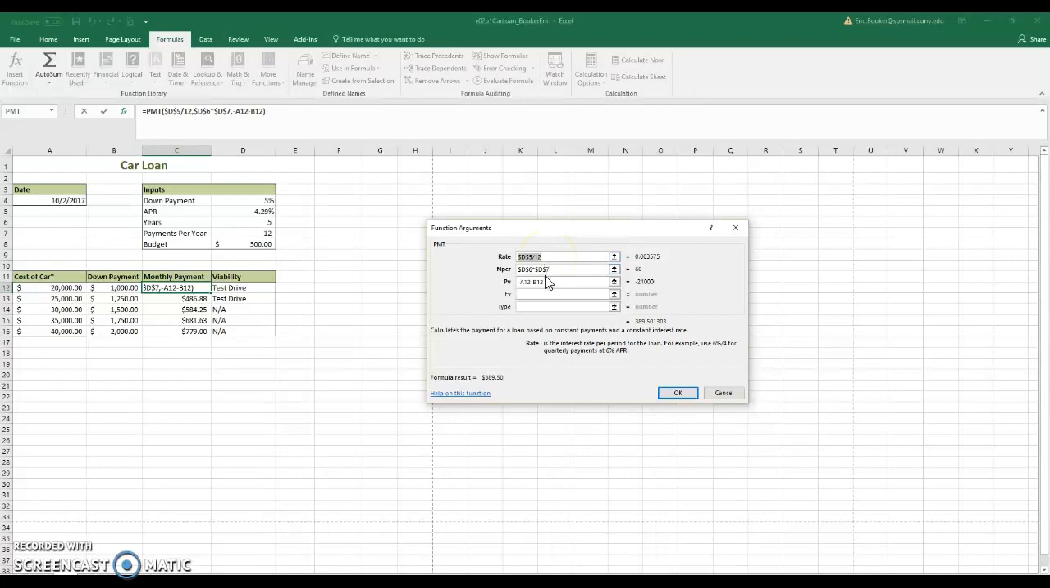And then for the number of payments, we're going to do 60 payments throughout the life of this loan, for 5 years. It's going to be 60 months. So we did D6 times D7, which gave us the 60 months. And then we did A12 minus B12 because we wanted to subtract the down payment from the cost of the car, which is what our PV represents.